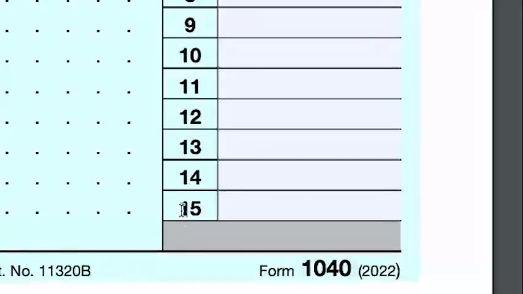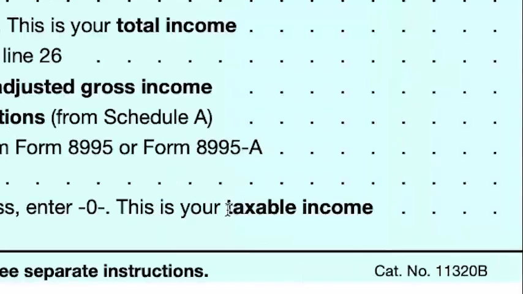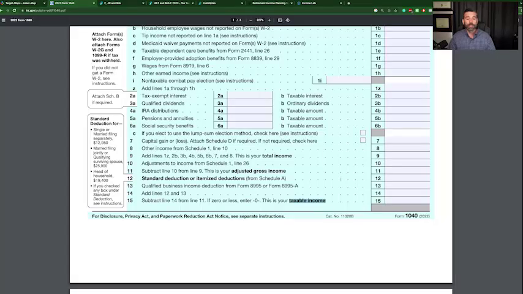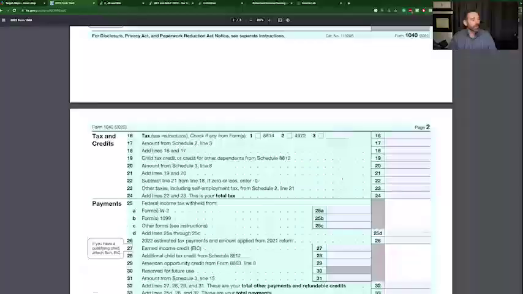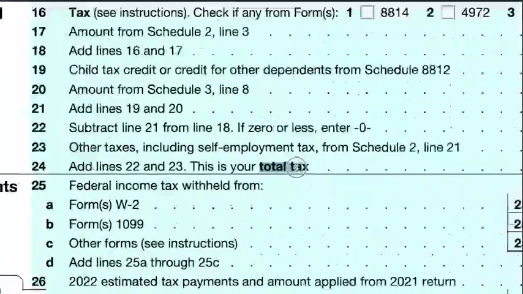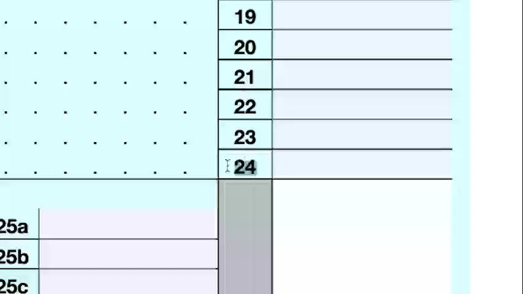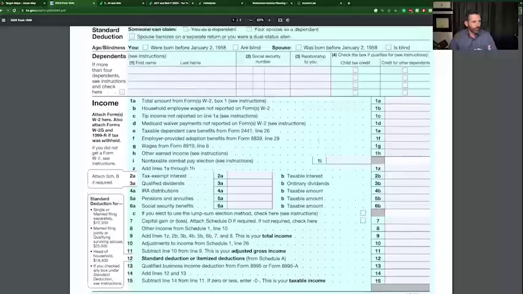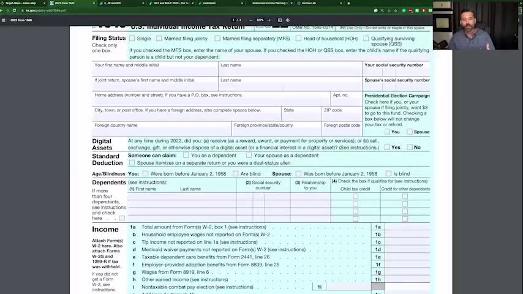And then you need to go here to line 15 and get your taxable income, okay? So we need to know what your taxable income is because that's going to tell us what marginal tax bracket you are in. And then the last thing we'll need to know to start here is the total tax you paid, which is line 24, okay? So this is your 1040. These are the numbers you need to get.